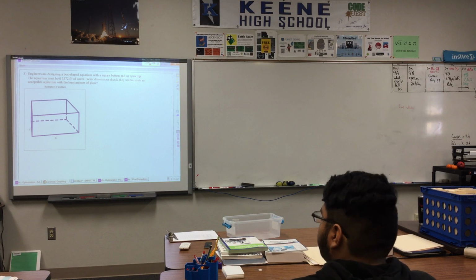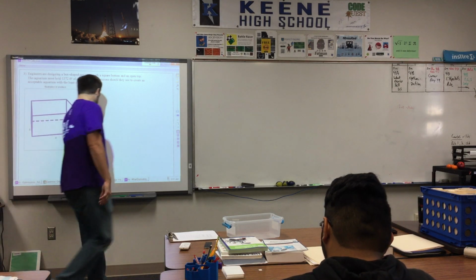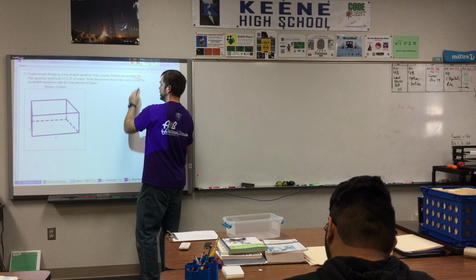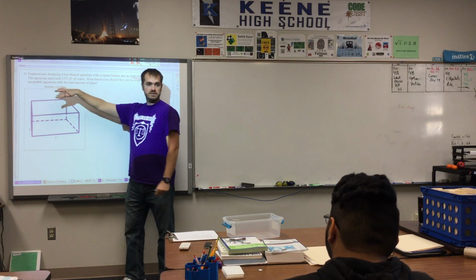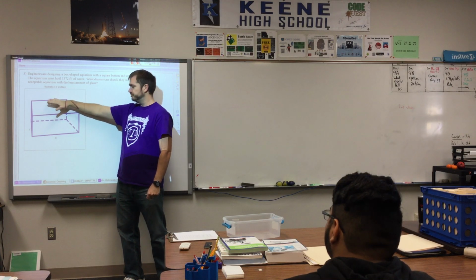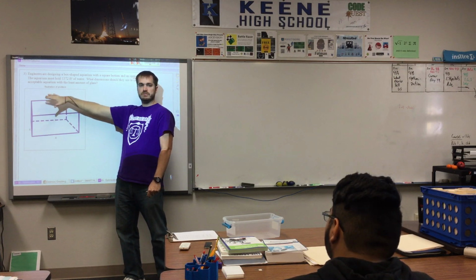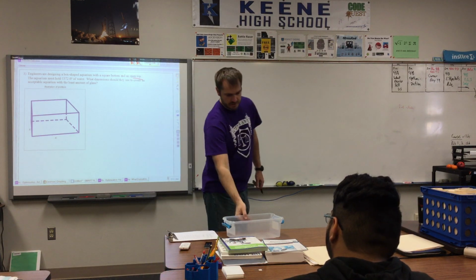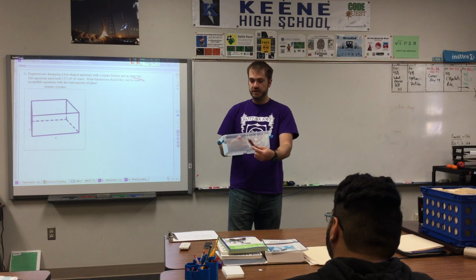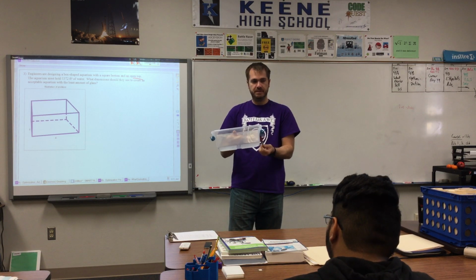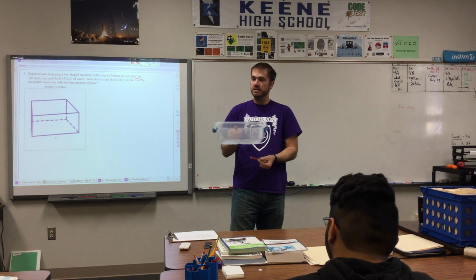All right. Square bottom and an open top. Open top means that you don't consider that as part of the area. When you're doing surface area, you don't deal with the top. You just deal with the front, the back, the left side, the right side, and the bottom.